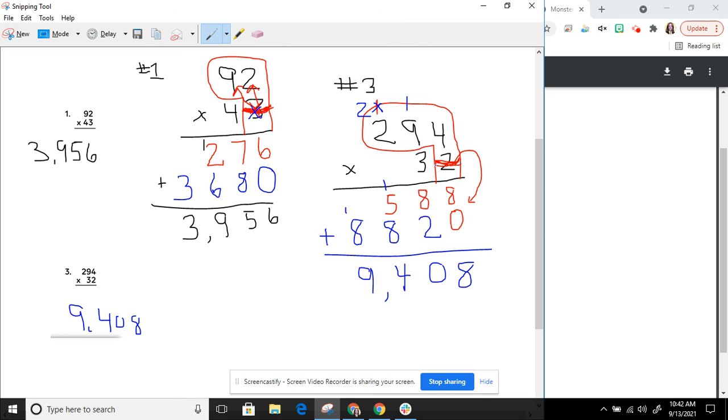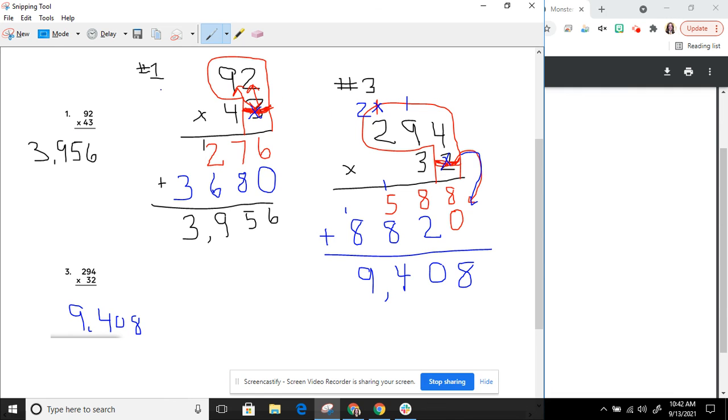I'm done with my ones, so I drop a turtle egg or a 0 to hold the place value for the ones, and then I work on my tens. 3 times 4 is 12. I put my 2, I carry my 1. 3 times 9 is 27, plus 1, which is 28. I put my 8 and carry my 2. 3 times 2 is 6, plus 2 is 8. I add my numbers up, and I get 9,408.